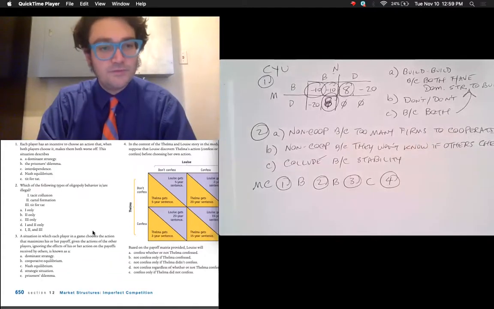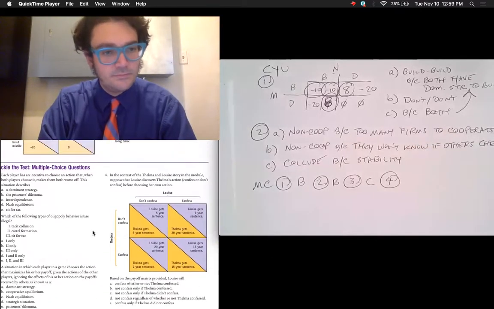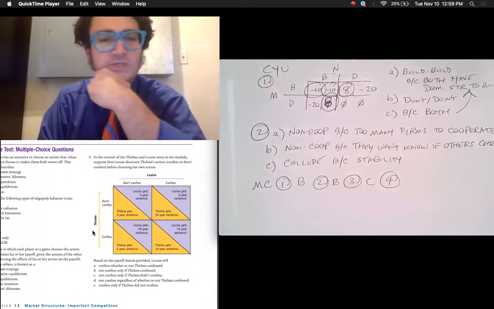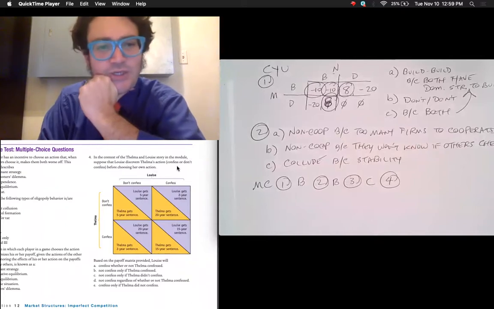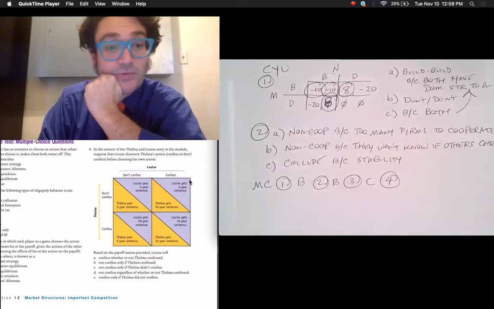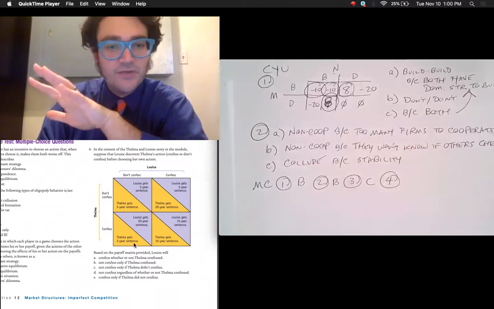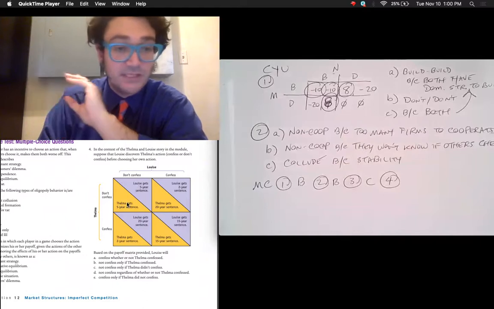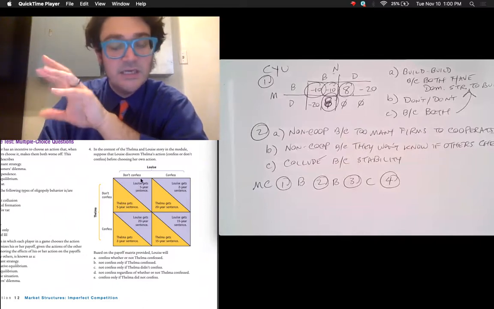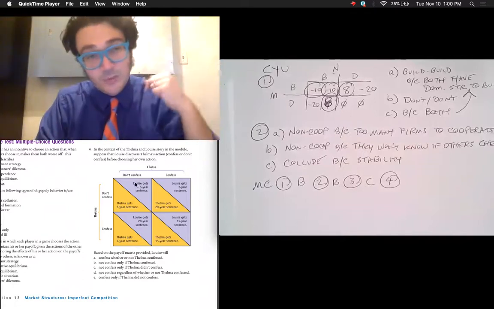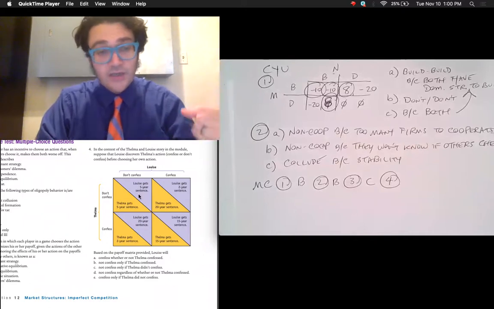And number 4, all right, hang on, I'm trying to read. In the context of Thelma and Louise story in the module, suppose Louise discovers Thelma's action before choosing her own action. Oh boy. Based on the payoff matrix, Louise will. So we can read through this and understand what's going to happen. We know the optimal is that they both don't confess, keep their mouths shut, and both get a 5-year sentence. Now, if Louise knows what Thelma's going to do, how will that change?